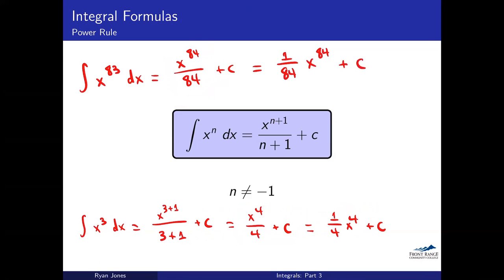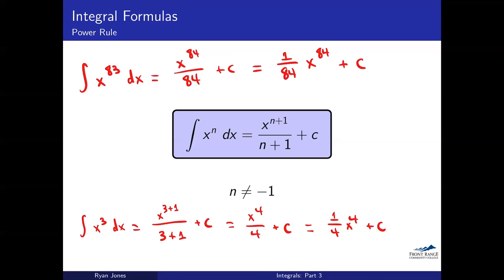And there you go, that's the power rule. Basically, it's just saying, if you have a polynomial and you're taking an integral of it, add 1 to the exponent and then divide by your new exponent, then add c. And so that's your power rule.